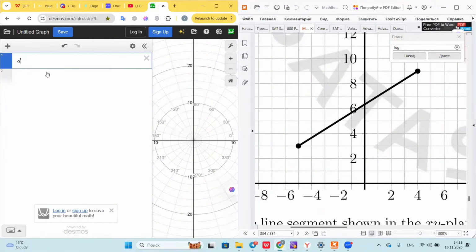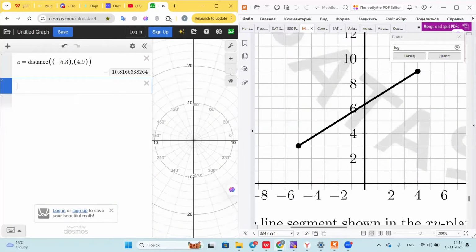Now we can directly write that the length of this one leg, A, equals the distance between those 2 points. What are these points? -5 and 3, and the other one is 4 and 9. It will be the distance between those 2 points. We are given the area. How do we find the area of any triangle?